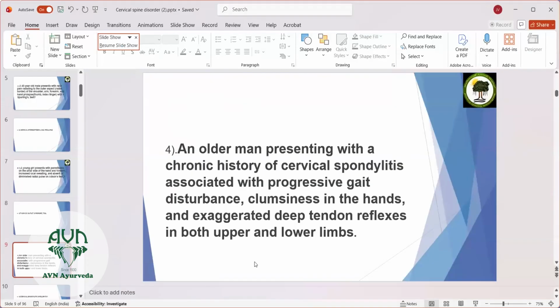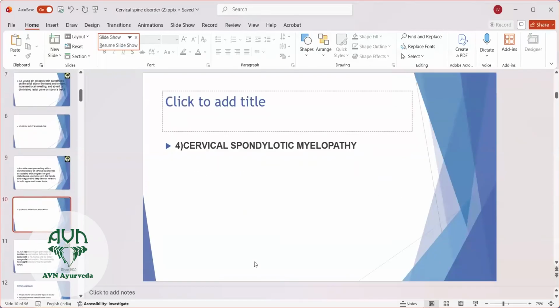An older man presents with a chronic history of cervical spondylitis, associated with progressive gait disturbance, that means wide stepping gait, and clumsiness in the hands, that means his fine movements of the hands are affected, and exaggerated deep tendon reflexes, that means biceps, triceps, knee jerk and ankle jerk are exaggerated in both upper and lower limbs. What is the diagnosis? That is cervical spondylitic myelopathy.